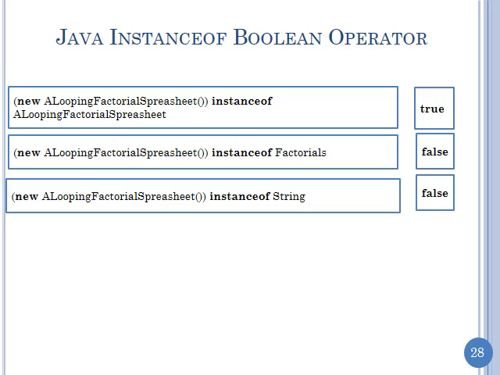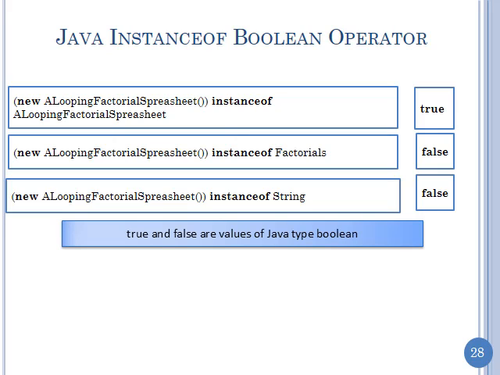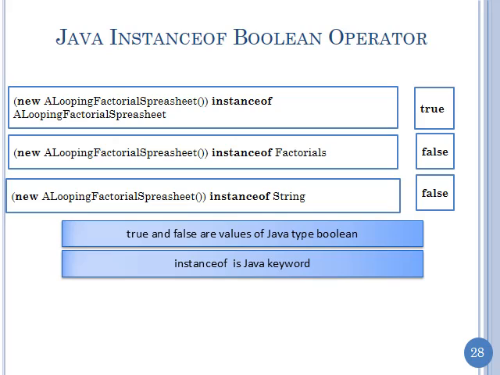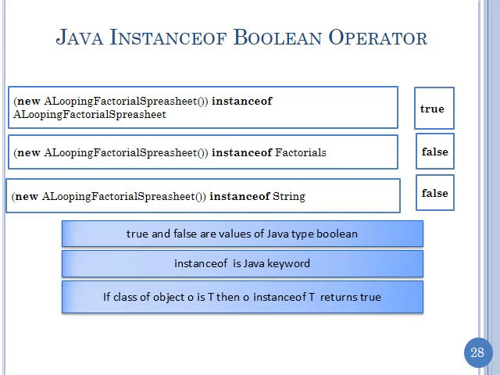So this is not just something to be used in English, this is something to be used in Java. As it turns out, it's not recommended you use instance of very often. In fact, it's not good programming, but at least if you want to understand the concept of instance, you can use this operation. True and false are Boolean values. Instance of is a Java keyword, one word. If the class of object O is type T, then O instance of T returns true. Simple. That's the rule you were following when you decided what was false and what was true.